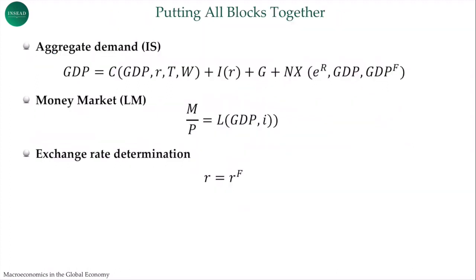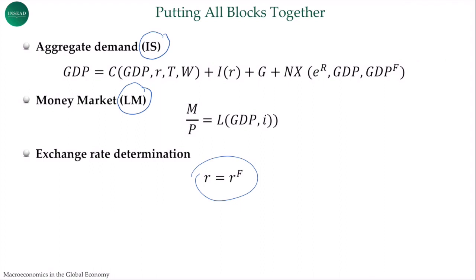Now, we have the 3 blocks. We have an aggregate demand block, with all the 4 components. We're going to call that equation the IS curve. We have a money market block. We're going to call that equation the LM curve. And then we have an exchange rate determination, capital flow, arbitrage equation that is going to give us the equality between real interest rates.